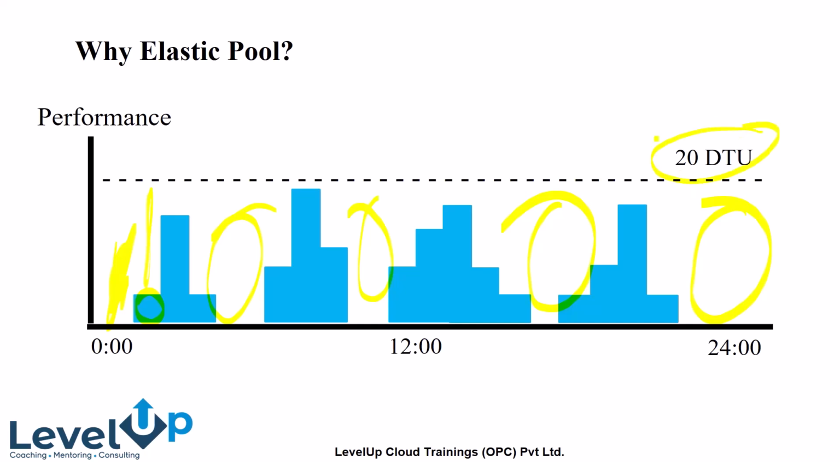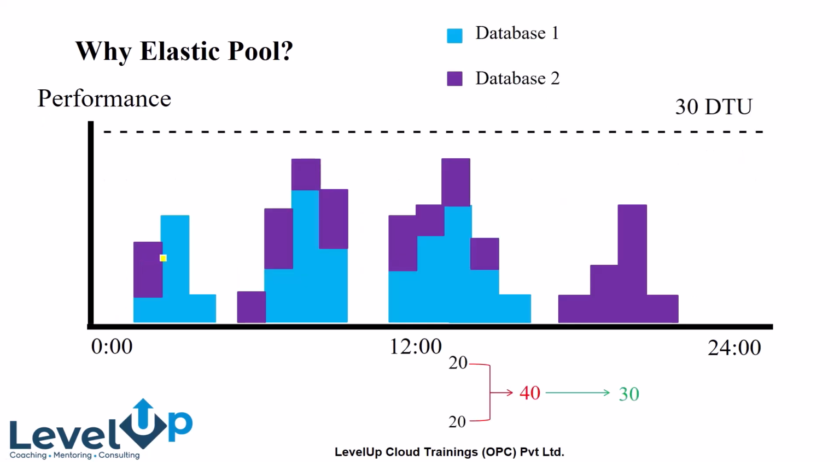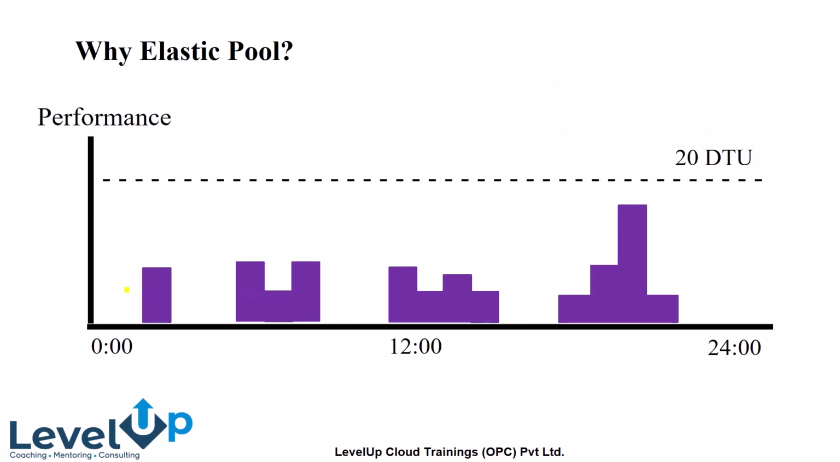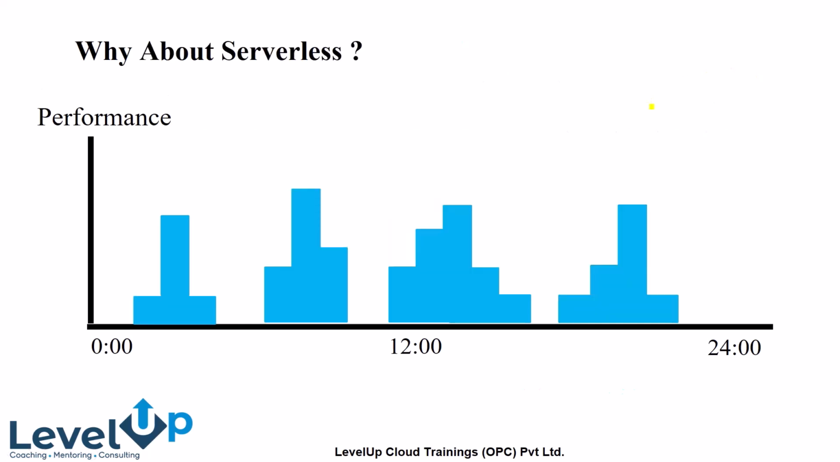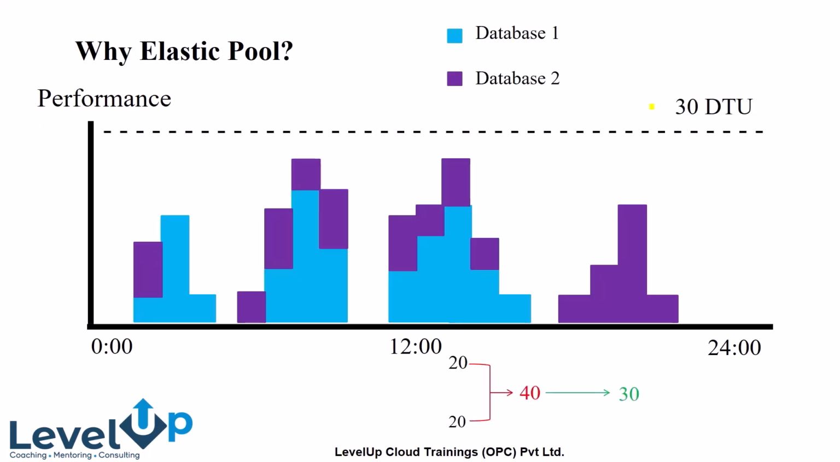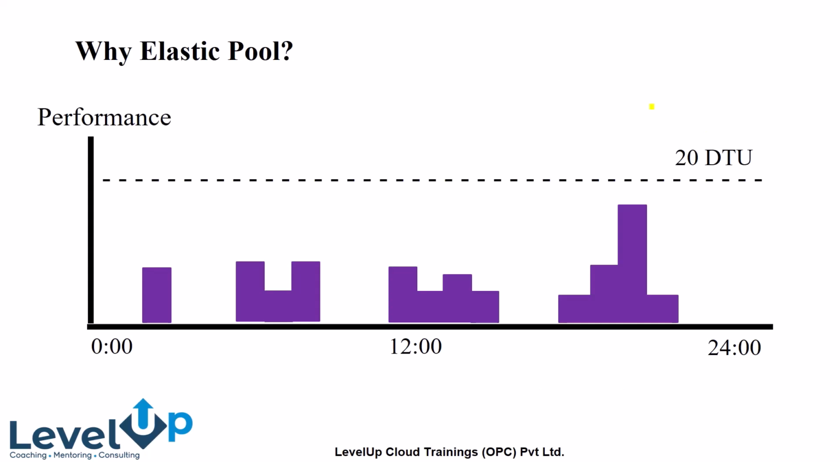Now, when we take a DTU, that means we reserved it. Let's say this is one database that we created, and let's say another database. This database is also not fully utilizing the resources. The first one is 20 DTUs, and the second one is 20 DTUs. Totally 40 database transaction units we purchased, but most of them are idle.